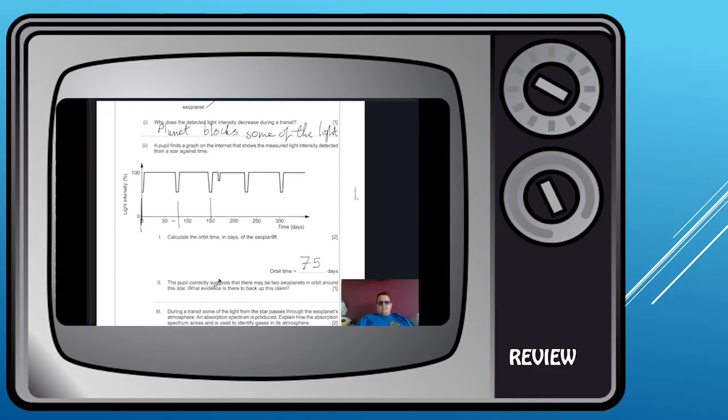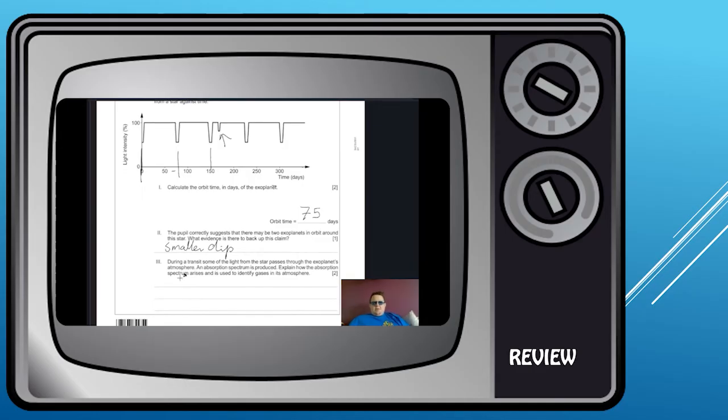Pupil suggests that there may be 2. Yeah, because you've got that one there. So we have the smaller dip. Yeah, the smaller dip, that's what we want to talk about.